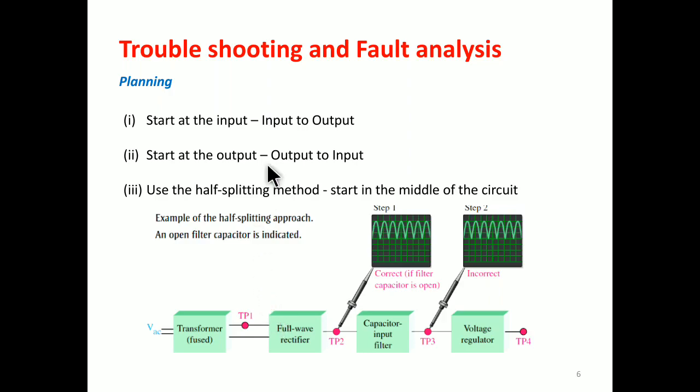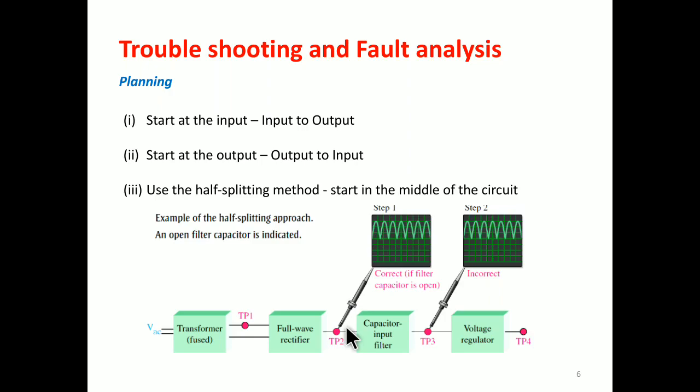Next, start at the output. From the same diagram, take TP4 and measure the output value there and see what value is found. Then go to the next block and check the input value and the output value. Likewise, you can go from the output to the input side and identify the problem.